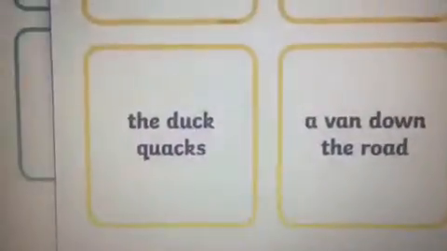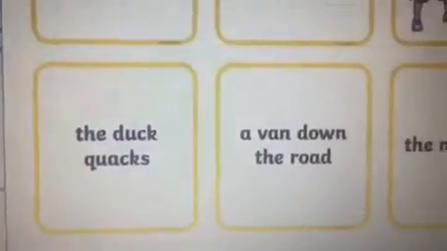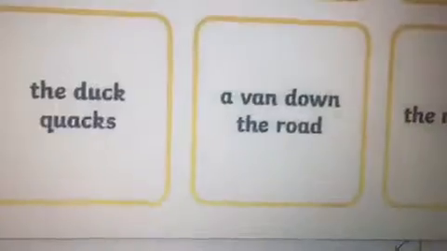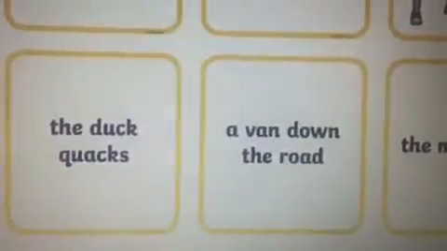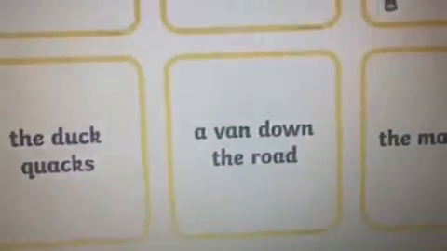Now, we've practiced this lots and lots and lots in school, so it should be drilled into them, but we cannot accept the children saying a van down the road. Okay? It's got to be a van down the road. Or I've got a carrot on my plate, or what.